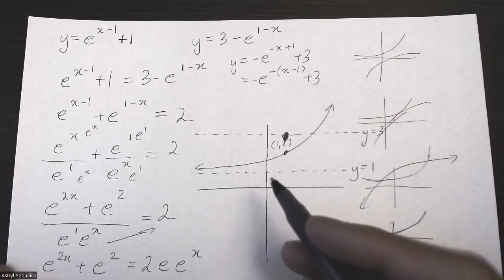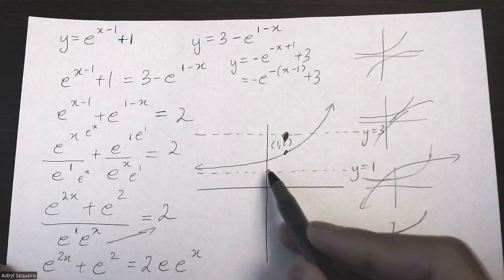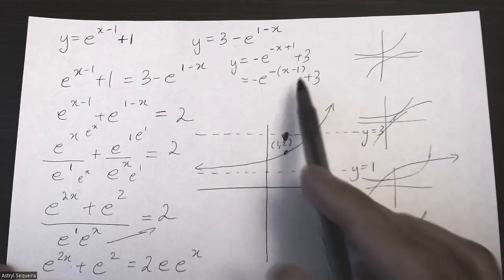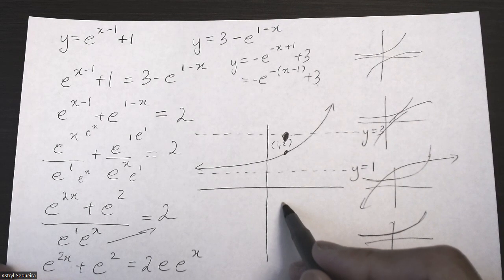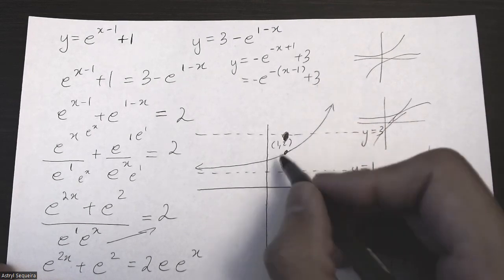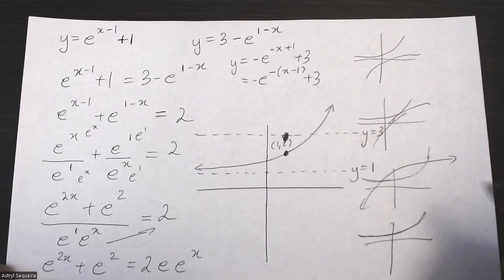I know that the y-intercept would normally be at 0, 1. The reflection in the x-axis is going to move it to 0, negative 1. Reflection in the y-axis is not going to change anything. Then it's going to move 1 unit to the right. So now it's at 1 and negative 1. And then it's going to move 3 units up, which places it at 1 and 2, which is basically the point of intersection as well.